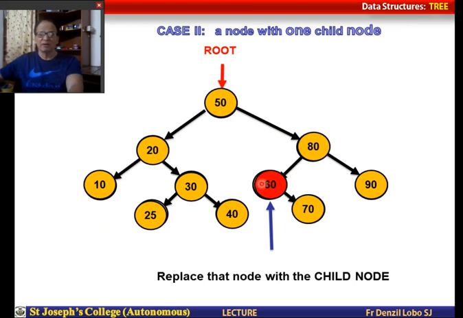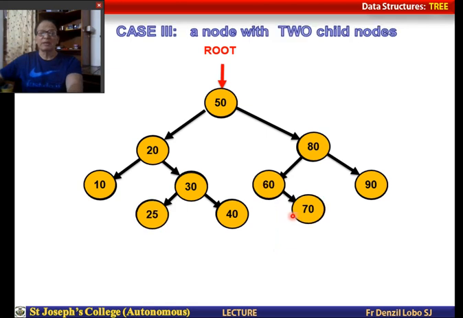So I have to replace this current with either the node on the right or the node on the left. Now in this case there is only one node, 70. So therefore I replace it with 70. I just put the address of this node here. That's all. I assign previous left is equal to current, and then free this node. With that I have deleted a node containing one child node.